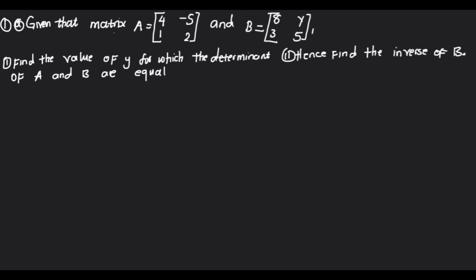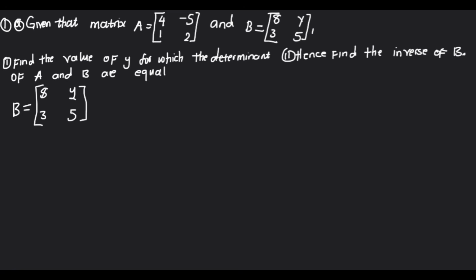Given that the matrix A has these elements 4, -5, 1, and 2, and B has 8, Y, 3, and 5. Now, Roman number 1, find the value of Y for which the determinant of A and B are equal. Okay, so let us write the matrix for B. From B, we can see that we will have a missing number denoted by Y. To find the missing value denoted by Y, first we need to find the determinant of B. So how can we find the determinant of B?